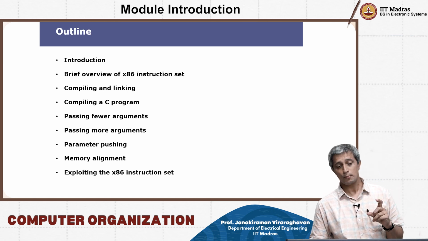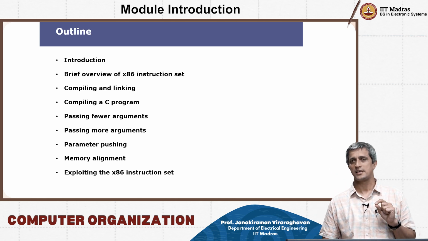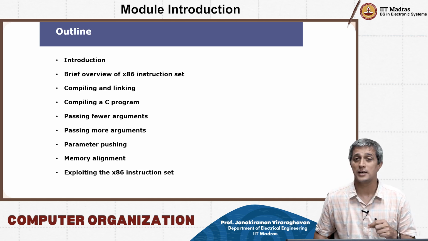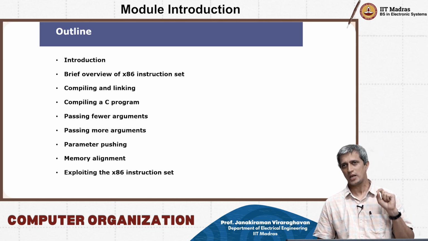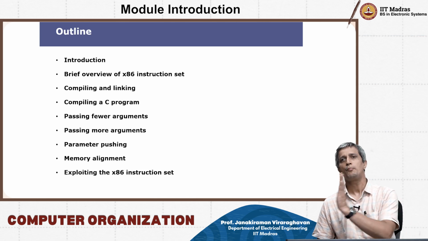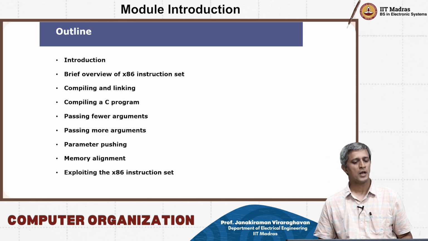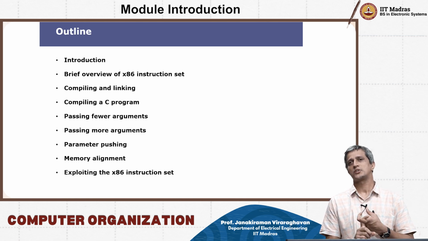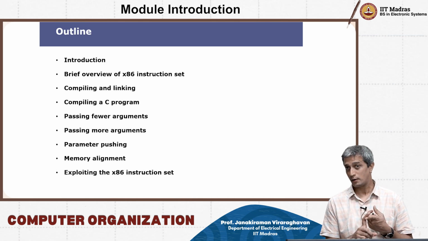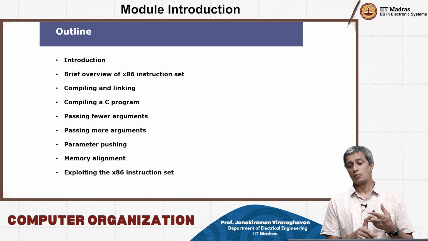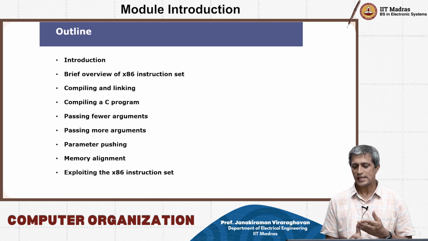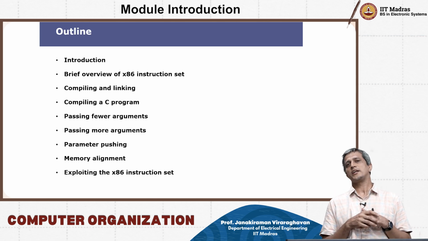Then I'll jump into compiling and linking a C program. I'll tell you what compilation means, what linking means. Then I'll actually jump into the process of taking a C program from scratch and compiling it to its assembly equivalent. In the process, we'll look at what happens when you pass fewer arguments to a function than what was defined. What happens when you pass more arguments? How do you do parameter pushing? What about memory alignment? And I'll also look at some ideas of exploiting the x86 instruction set.